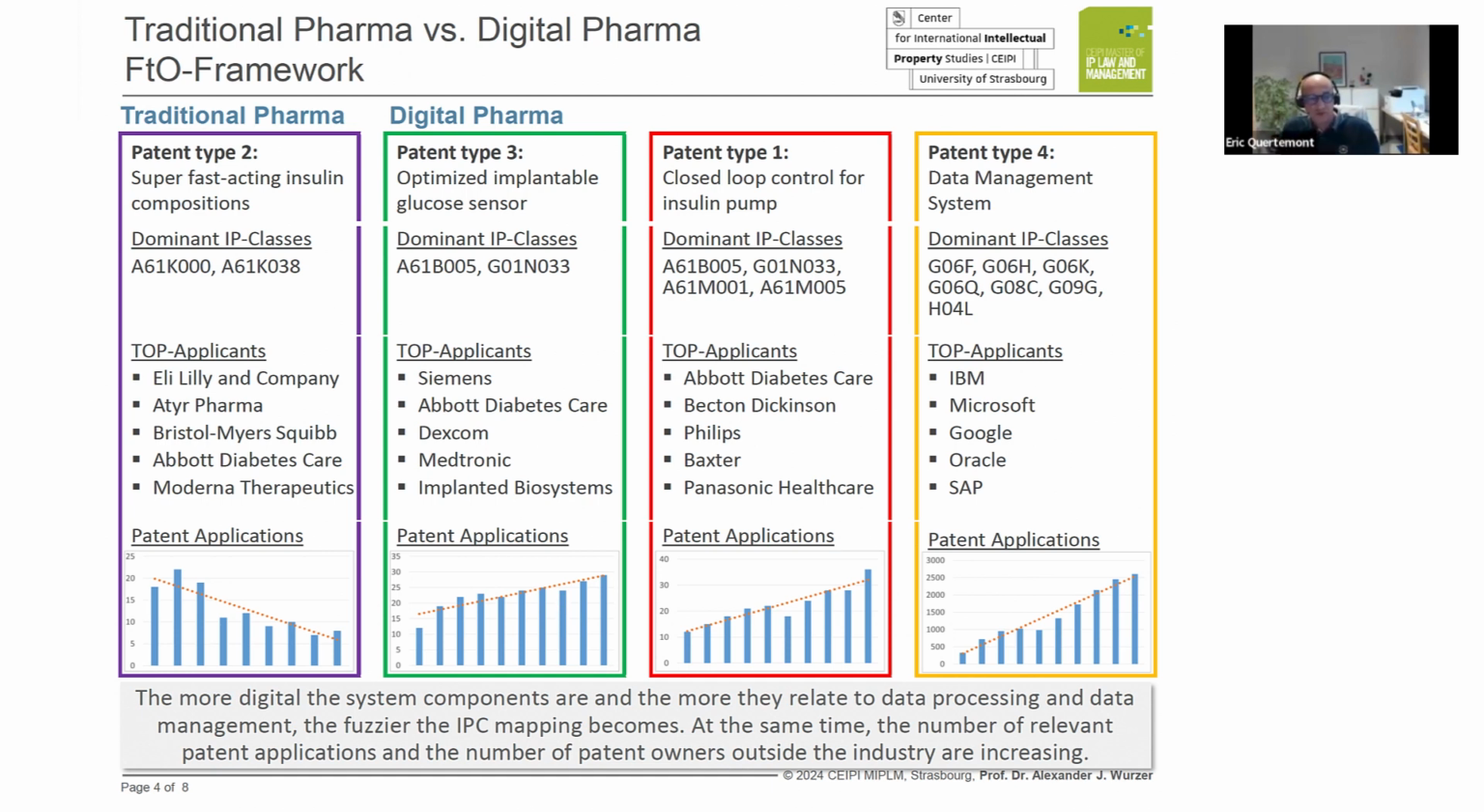So the conclusion is the more digital the system components are, and the more they relate to data processing and data management, the fuzzier the IPC mapping becomes. And at the same time, the number of relevant patent applications and the number of patent owners outside the industry are increasing.